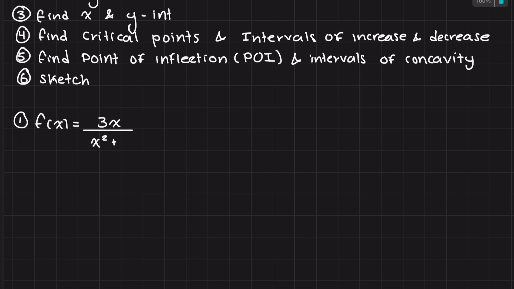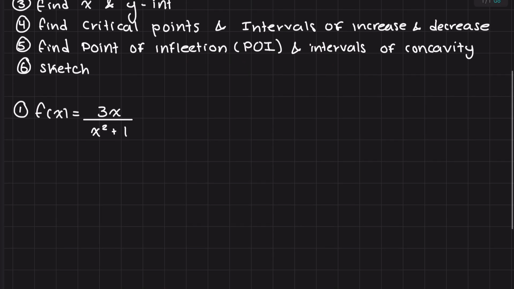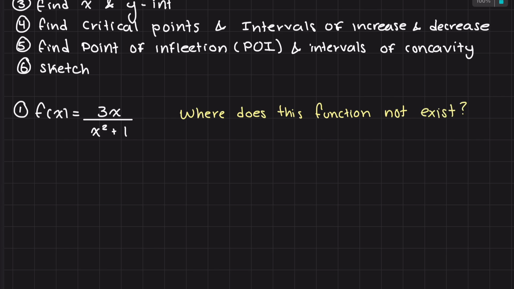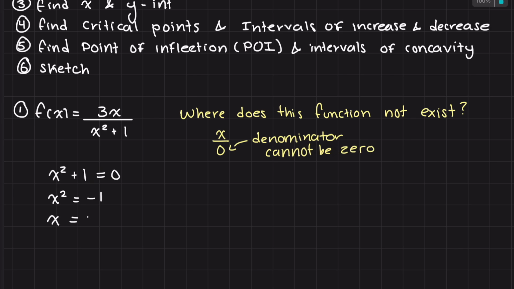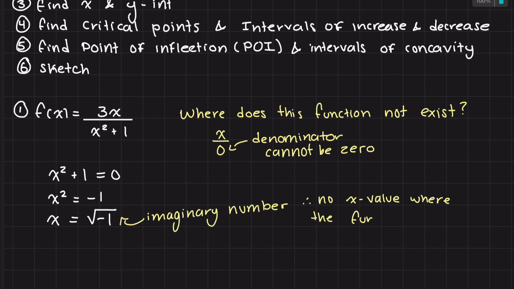First, we have our function. Let's rewrite it over here. All right, so we're going to take that function and we're going to find when this function does not exist. This is how we find our domain. So when does the denominator equal 0? In this case, since we have an x squared plus 1, it will never equal 0. We'll end up getting an imaginary number. So that tells us there's never a point at which this function does not exist.